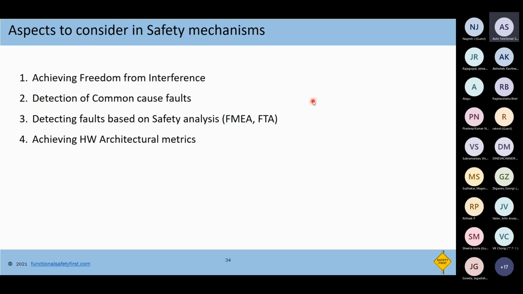The third thing would be what are the outcomes from the safety analysis, the FMEA or the FDA, and what are the safety mechanisms that are coming out of the safety analysis. And lastly, what is the hardware metrics that is required of our system, and would we need to have additional safety mechanisms to achieve the hardware metrics?